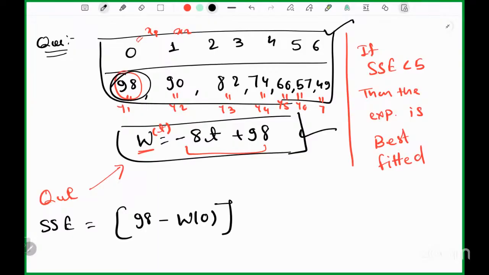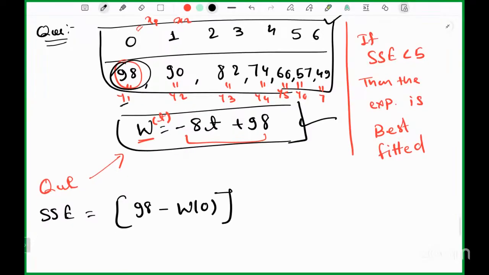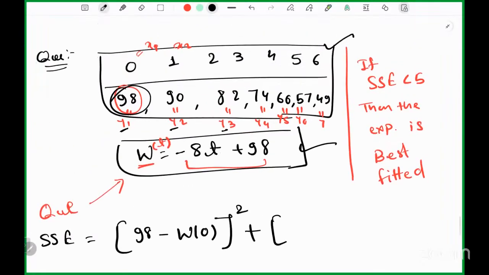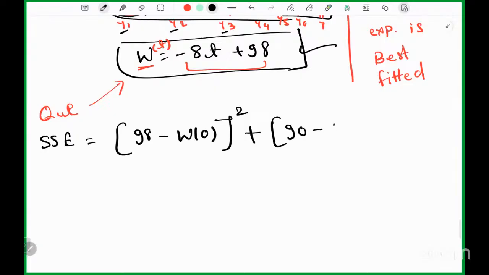So from the data set, you will collect the values of y1, y2, y3, y4, y5 up to y7. And from the expression, you will compute the value of w on these x points, right? W of 0, w of 1, w of 3, and so on. And then square it and sum it. Okay, so plus again 90 minus w of 1 squared.